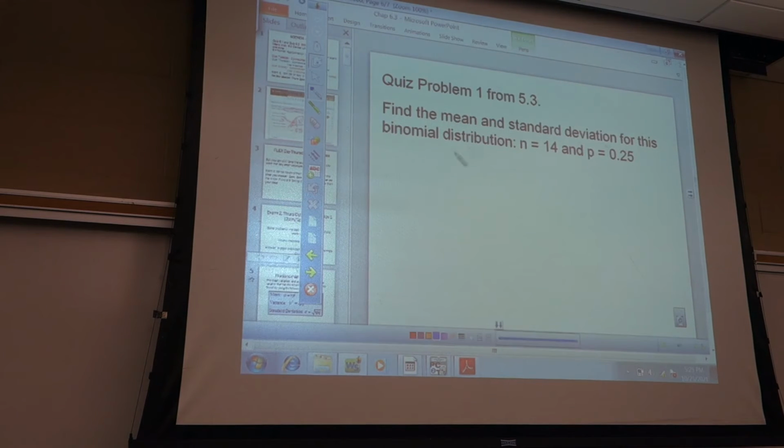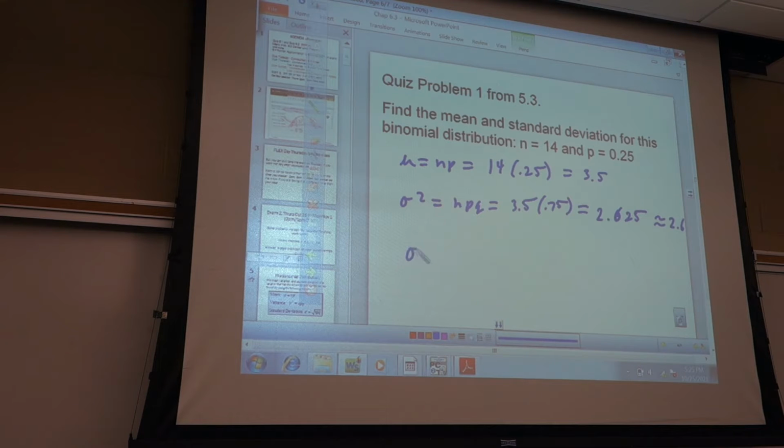All right, so find the mean and standard deviation. My mean is np: 14 times 0.25, 3.5. My variance is npq, so it's going to be 3.5, my np, multiplied by my q, 0.75. Because remember, p and q have to add up to 1 or 100%. So if my p is 0.25, my little q is 0.75. I don't remember what I got for this. Anybody? 2.625. Okay, great.